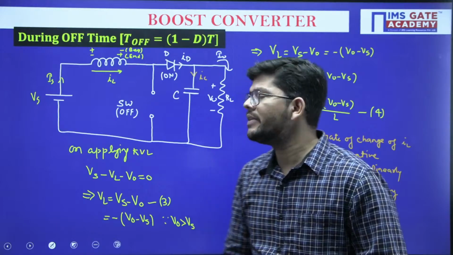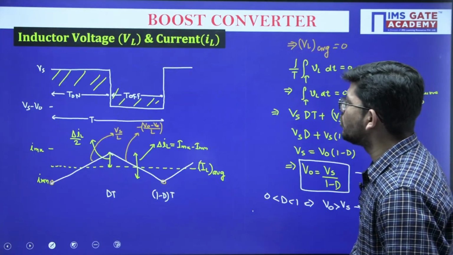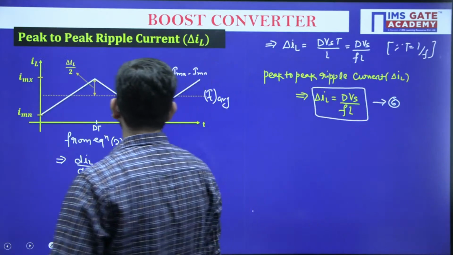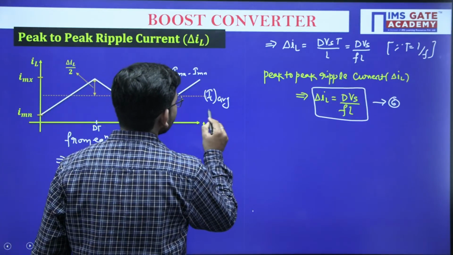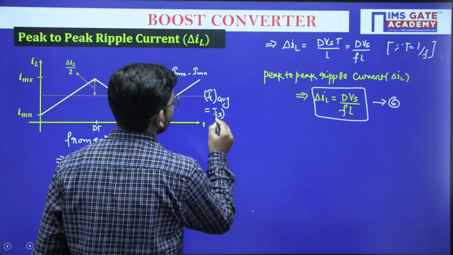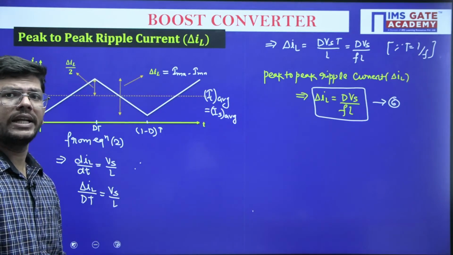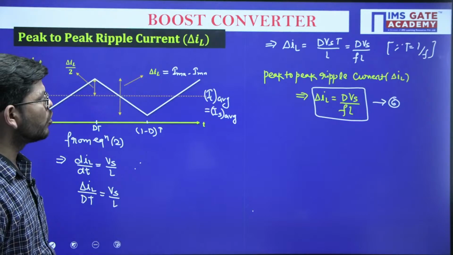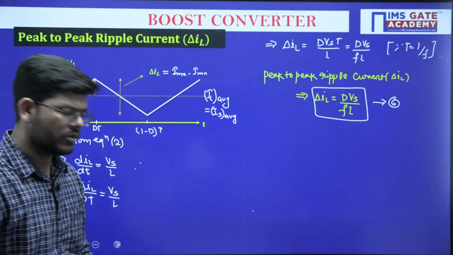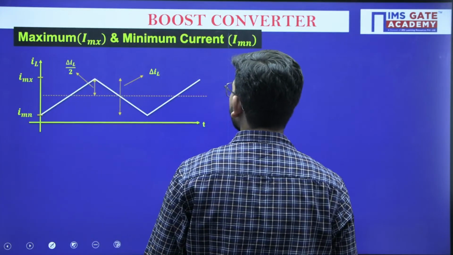So ultimately we are talking about the average source current, isn't it? So average inductor current means nothing but the average source current. Yes or no? Average inductor current is nothing but the average source current. So how to find those? Okay, that will be the next topic.